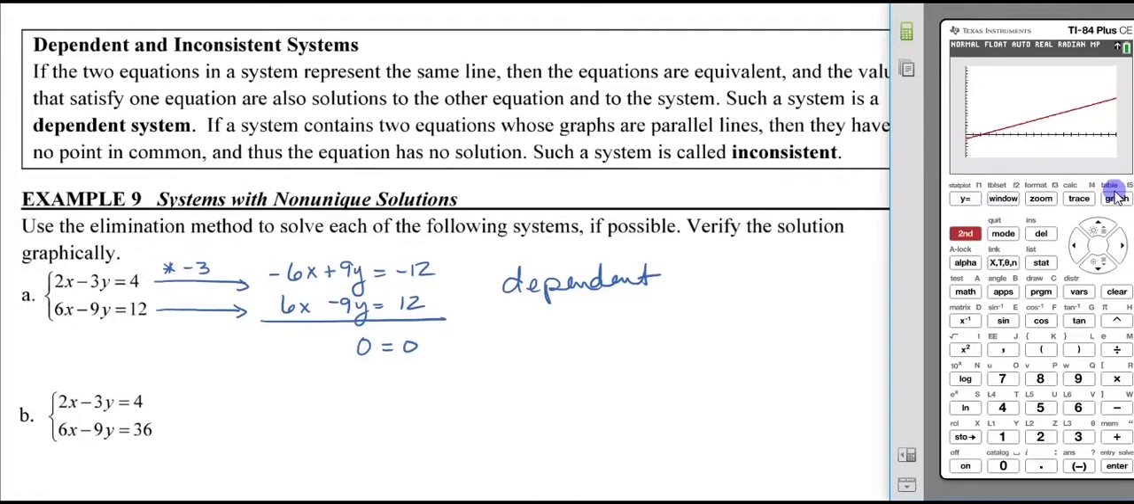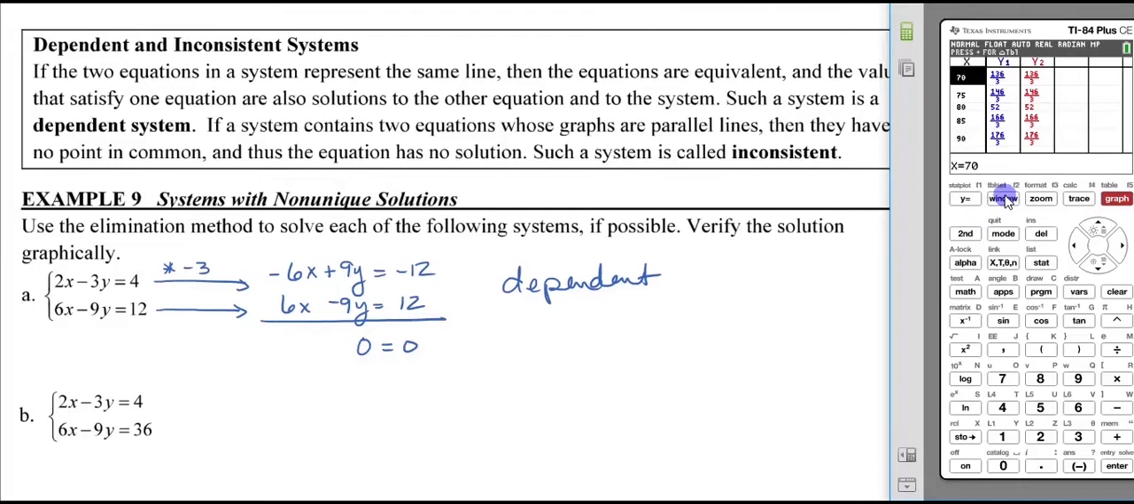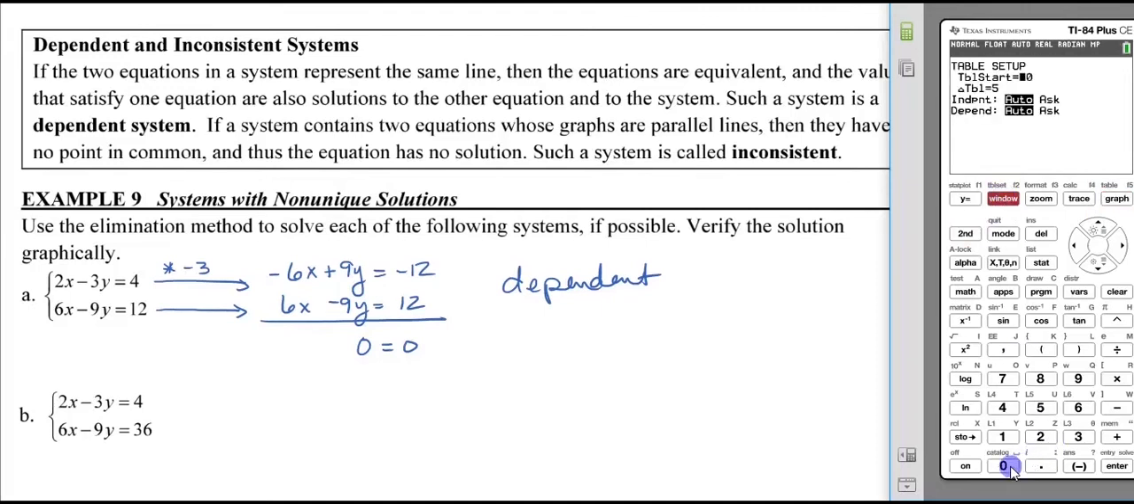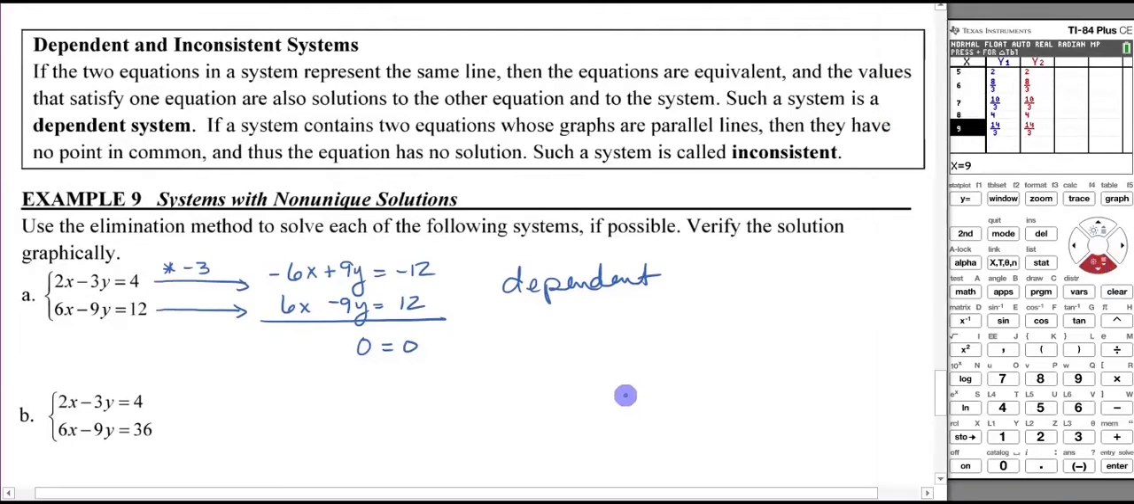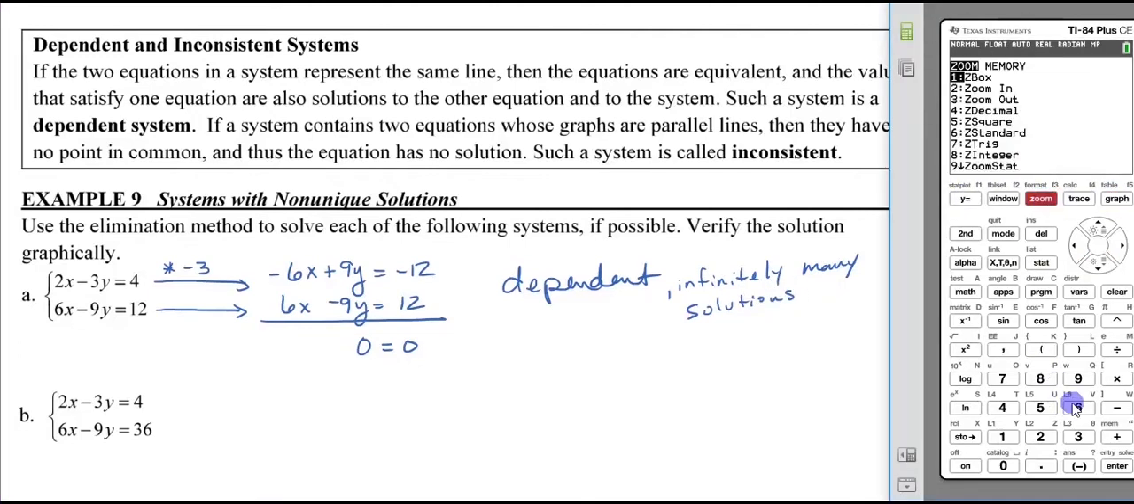Even when we look at the table values, we can see that we have the same values for all of the outputs for given inputs. Okay, so that's a dependent system, and there are infinitely many solutions. Now, the solutions are in the form of anything lying on that line.